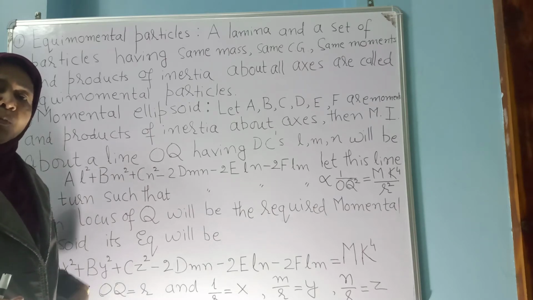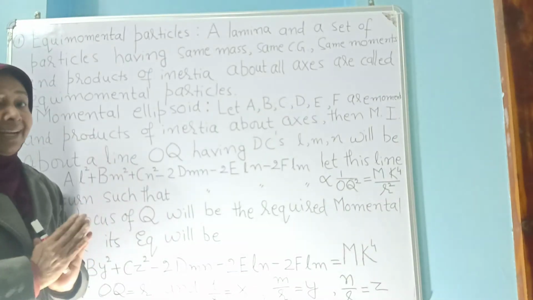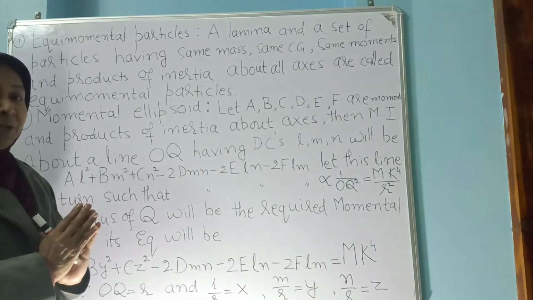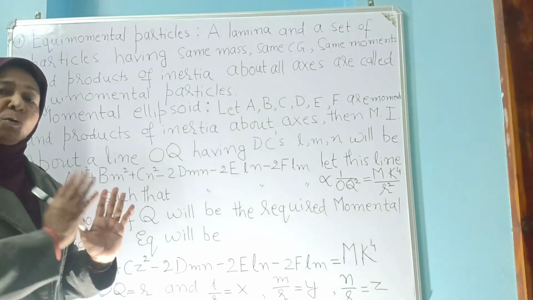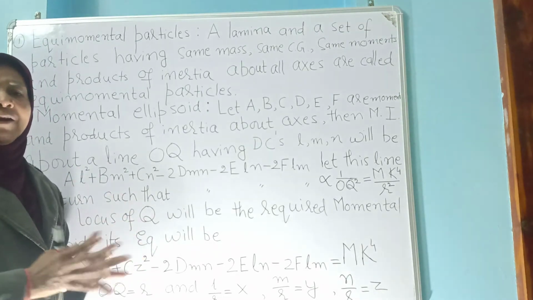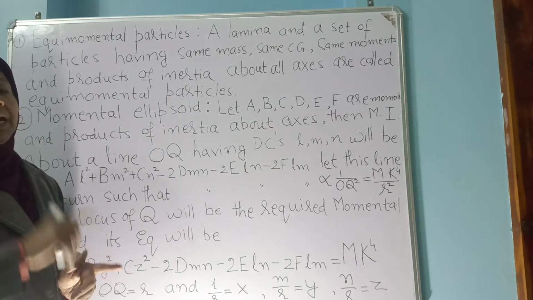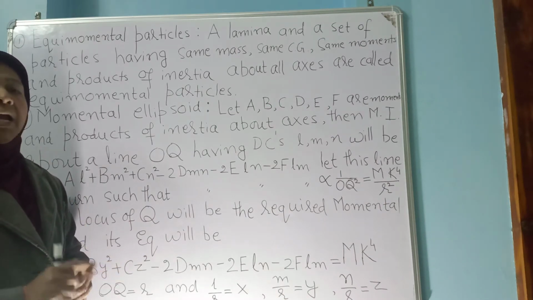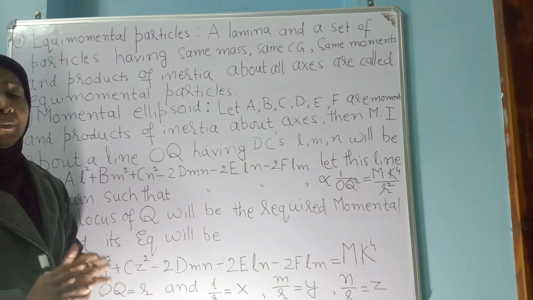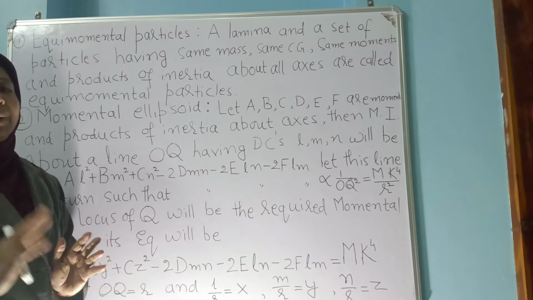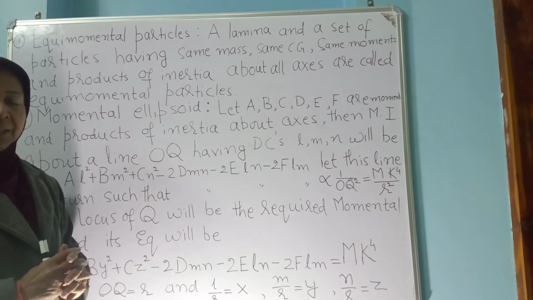That means if a question on equimomental bodies or particles is given to you, what you have to do? You have to find the moment of inertia of that body about the x-axis, and then find the moment of inertia of the particles about the same axis, and then equate. If all moments and all products of inertia are equal, then you will see these are equimomental bodies or equimomental particles. I hope the definition will be clear to you.